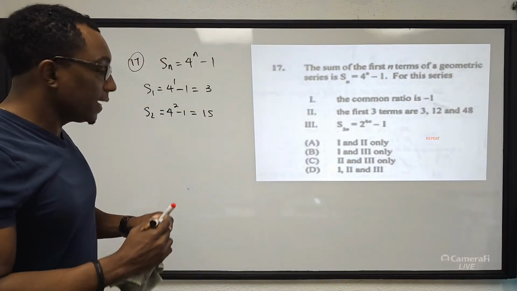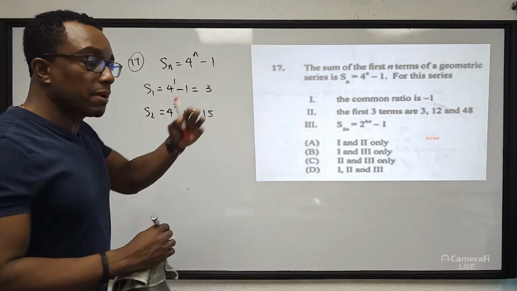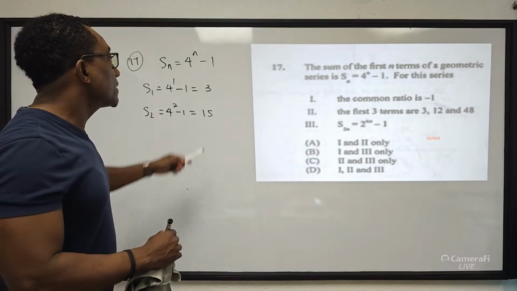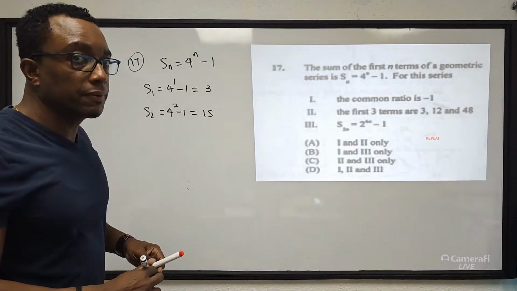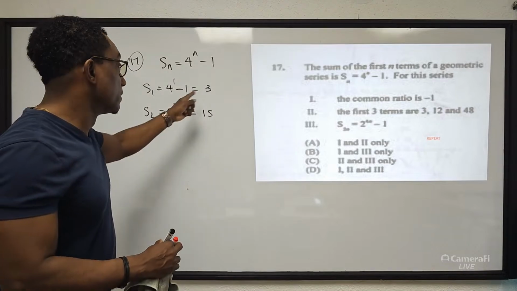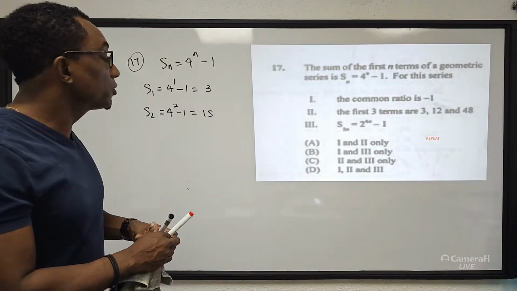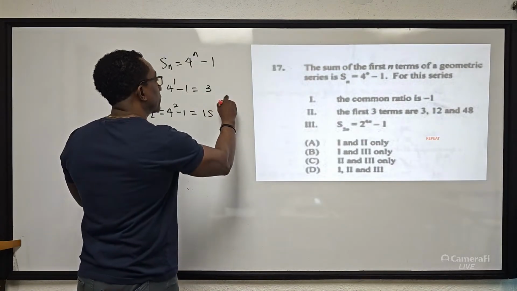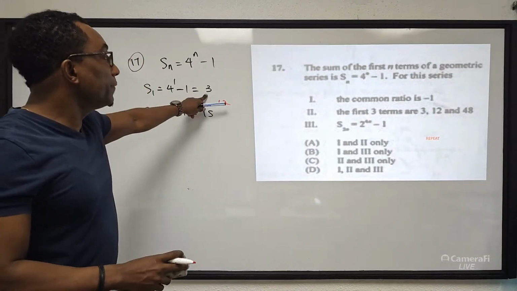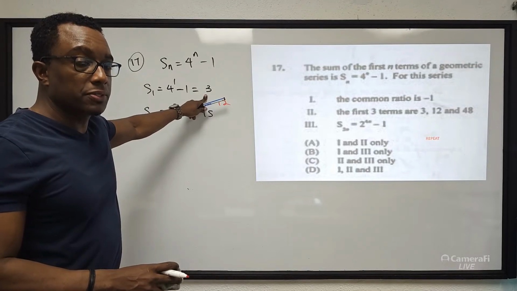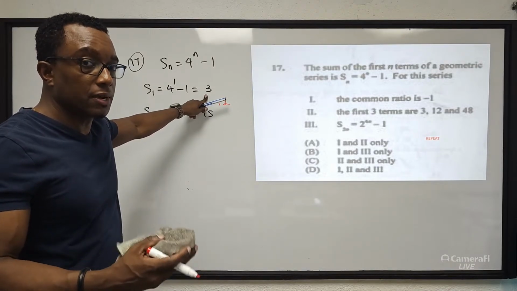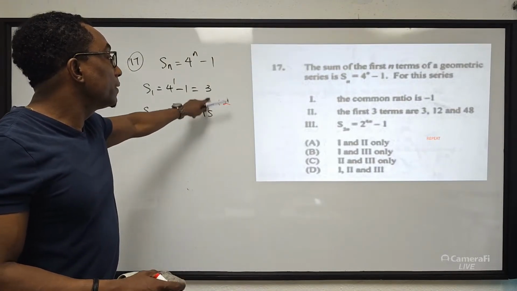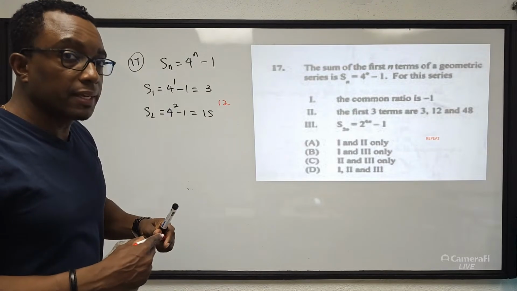Yeah? So I know that if the sum of my first two terms is 15, then what must I add to 3 to give me 15? It has to be 12. So 3 is your first term, obviously, because if 3 is the only term, then the sum will be 3. So when we add 12 to the first, it's going to give us the sum of the second.